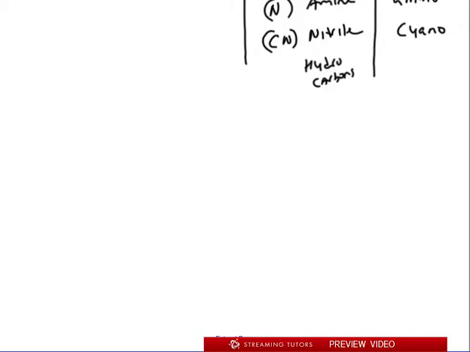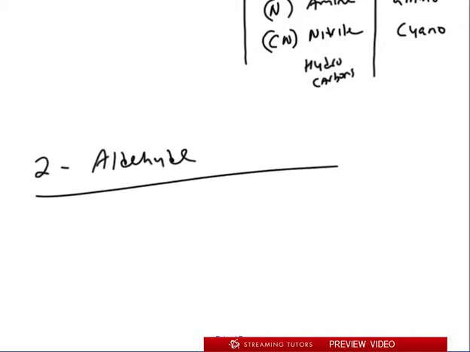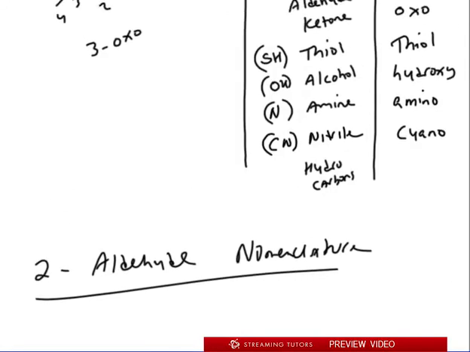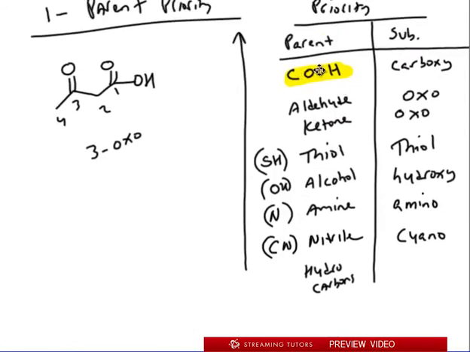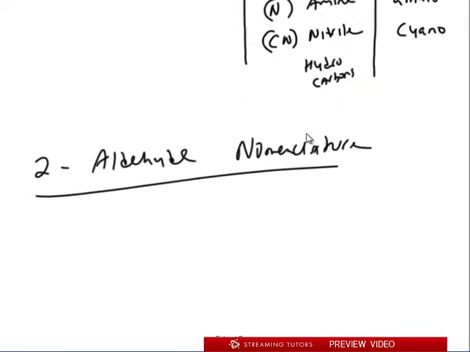All right. Now, the next thing I want to talk about, that's number one. Number two, let's talk about aldehydes, and then we'll talk about ketones. So aldehyde nomenclature. Now we know where it falls in the pecking order. It's pretty much towards the top. It's right below carboxylic acid. And so pretty much everything falls as a substituent to it.